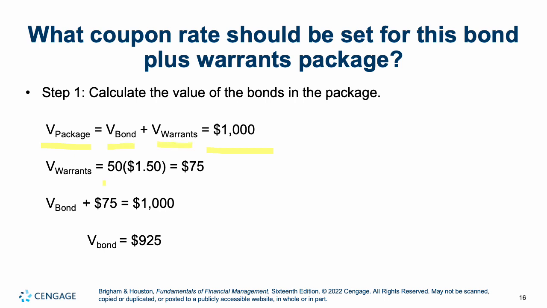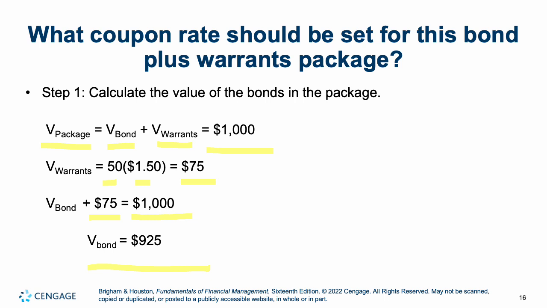If this bond is coming with 50 warrants that cost $1.50, those warrants are worth a total of $75. So our bond is simply par minus the warrants, or $925. Our bond here is worth $925 itself. The other part of the package is the warrants.